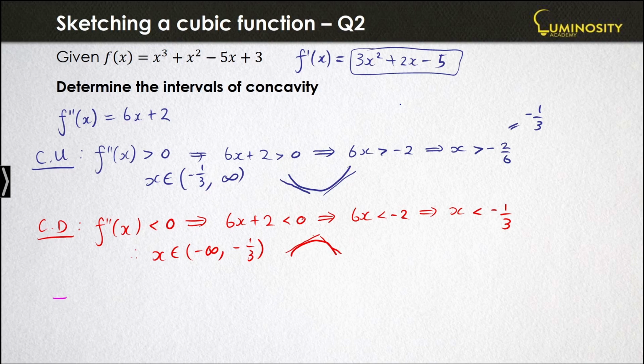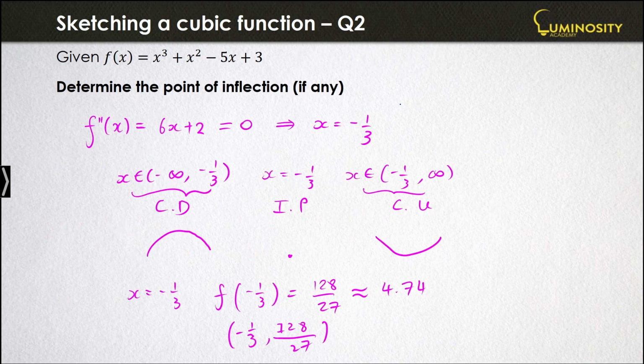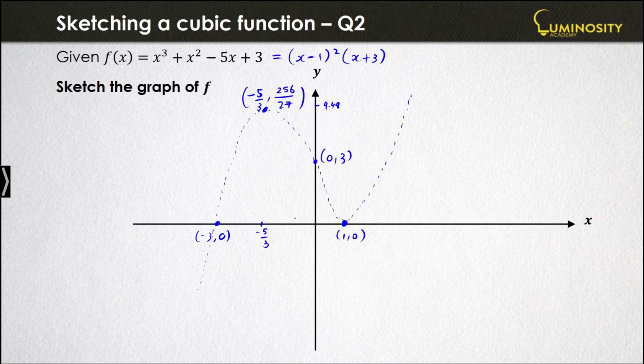Okay, then at negative 1/3 and 4.74 approximately, that is the inflection point. Negative 1/3 is roughly about here. And then it was 4 point something, right? What is it? 4.74. So it's roughly about here. For negative 1/3, I put the exact fractional value, 128 over 27. And that's where it changes the concavity.